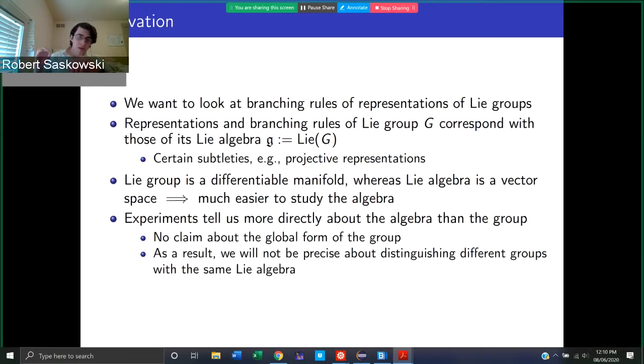And so when we test this, we're not really making any claim about the global form, about the topological features that distinguish the group from the algebra. So as a result, in this talk, I'm really not going to be precise at all about distinguishing different groups with the same Lie algebra. In fact, I'm not going to mention groups very much at all.